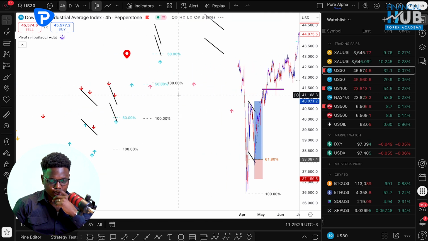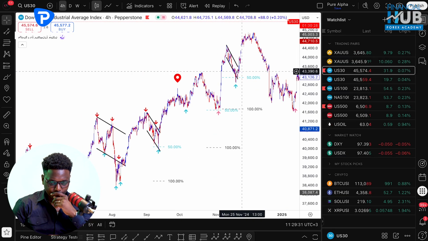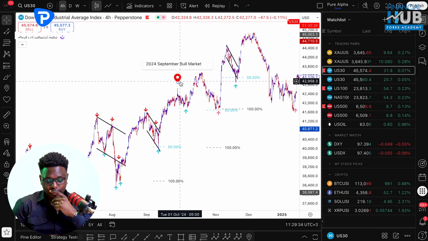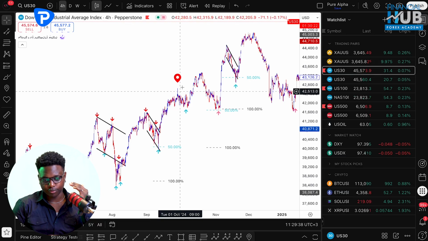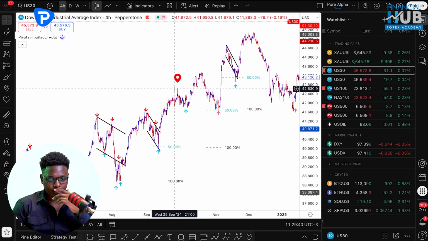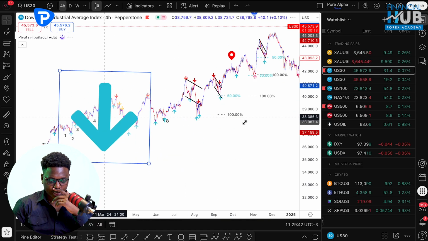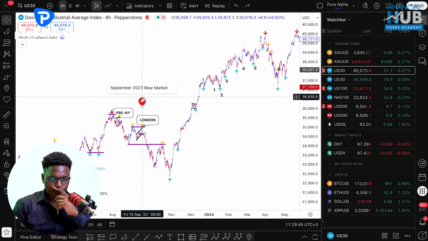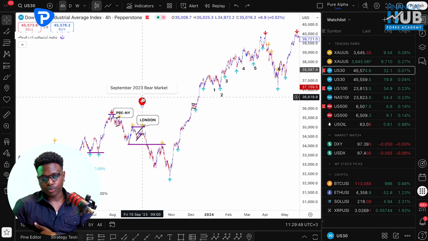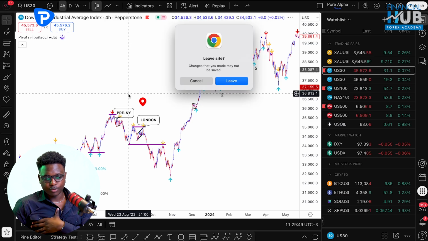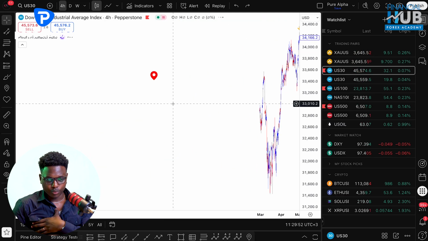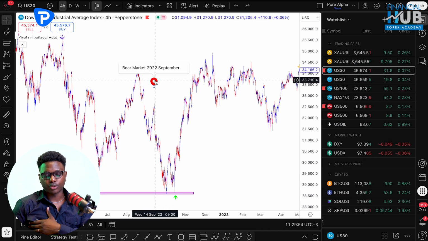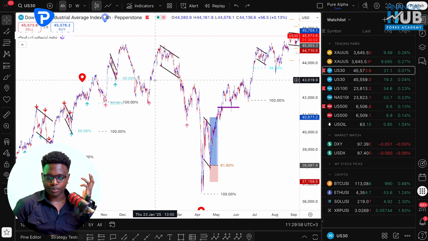So if you look back here, 2024, we had a bull market. It wasn't actually a bear market. The market actually topped over here towards the end of September. But if you go a bit further behind, sorry about that, if you go here, we can see we had a bear market in 2023 September. And if you go further behind, we even have another bear market in 2022. Now, that's data you can go look for yourself if you go further behind, okay?